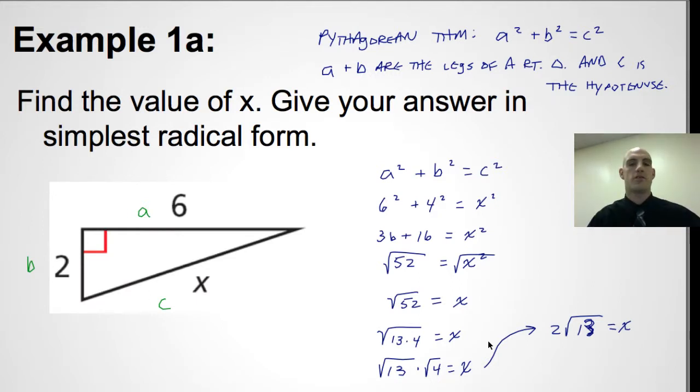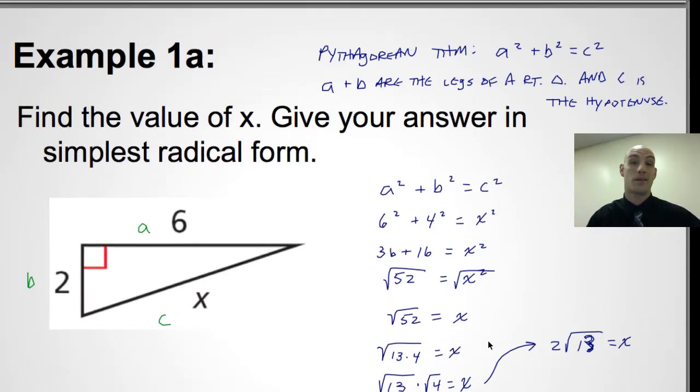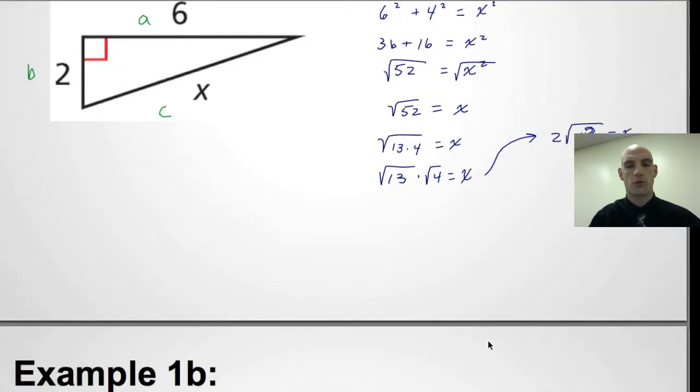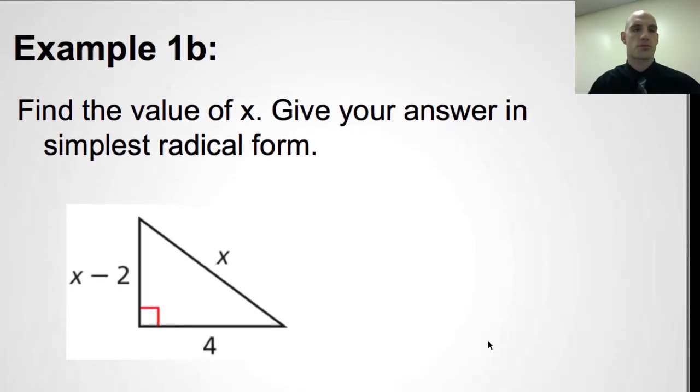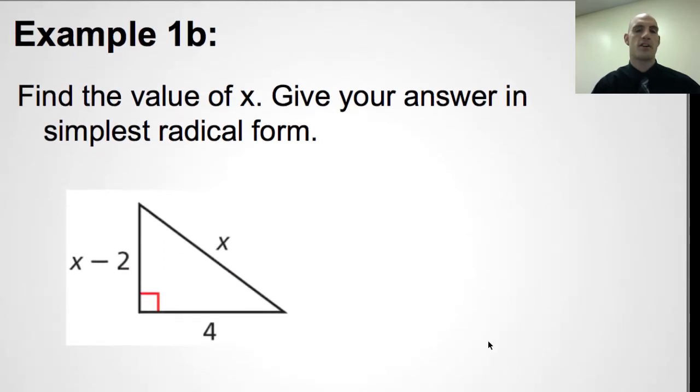All right, so that's my simplest radical form for solving for that hypotenuse. Pretty simple, plug it into the formula. The most difficult part sometimes is finding that reduced radical form. Let's do one where they give us an expression as a side. So we're going to find the value of x and give our answers in simplest radical form.